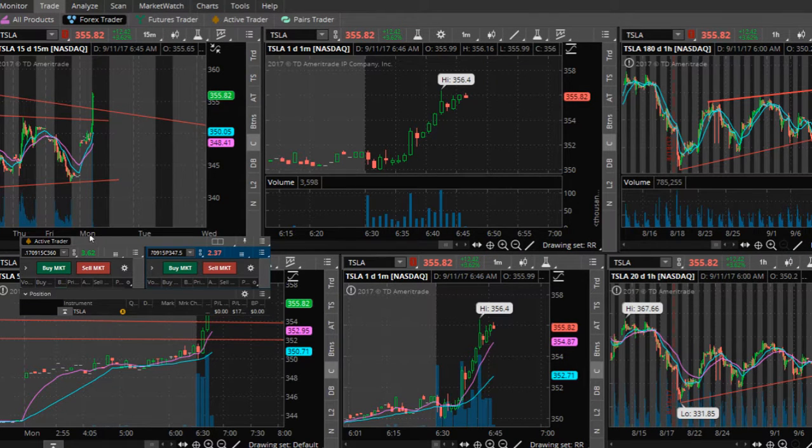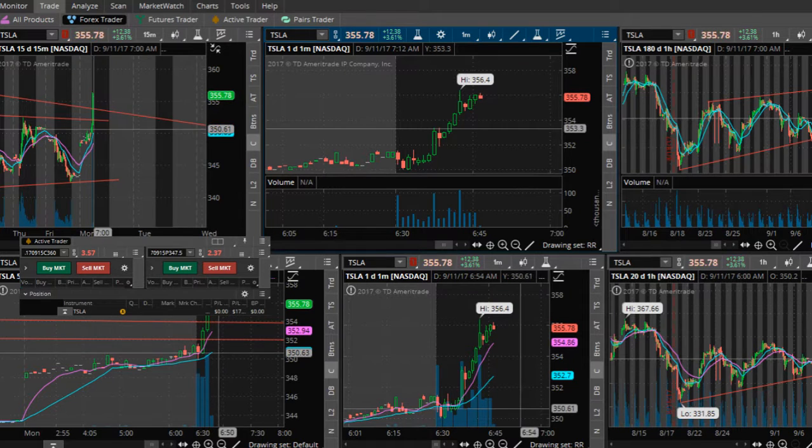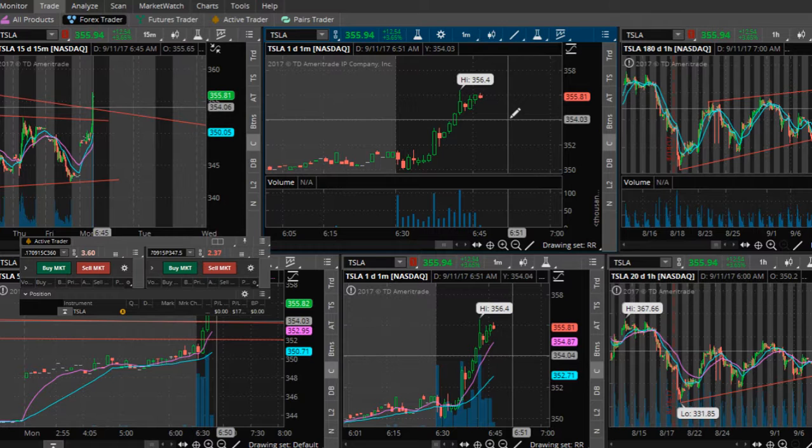I'd like to buy it for a little cheaper. I think it might start having some pullback, and will it? Yeah, there it goes. I'd like it to fall down a little bit more so I could buy it for cheaper.